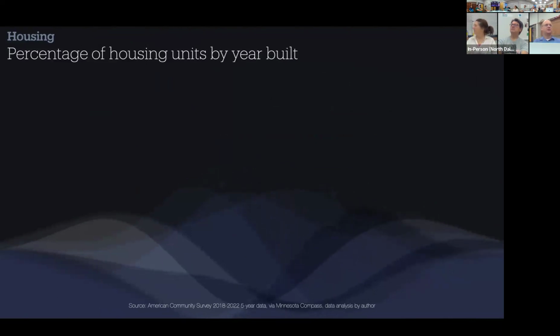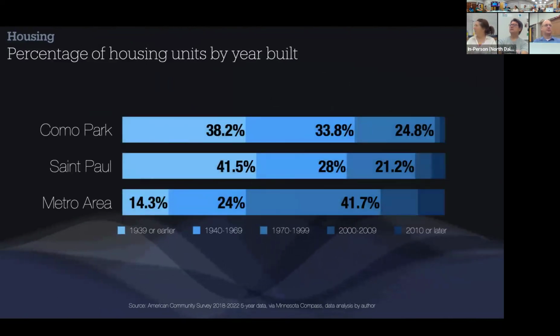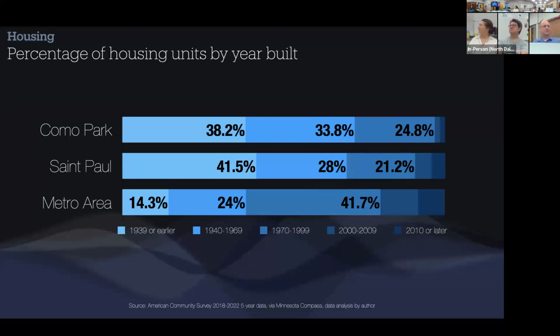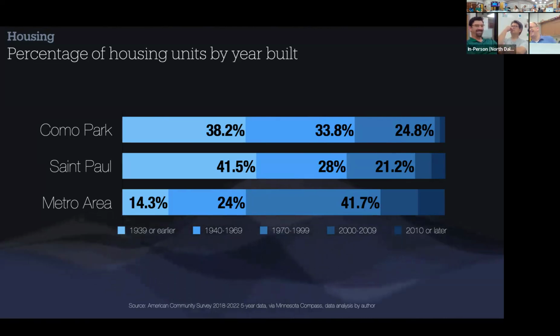So, percentage of housing units by year built, again, the housing profile follows St. Paul. Surprisingly, I think of Como as being newer than St. Paul, but in fact, it falls roughly in line with where the city's at generally. Tracks with the age of my boiler. Right, exactly.